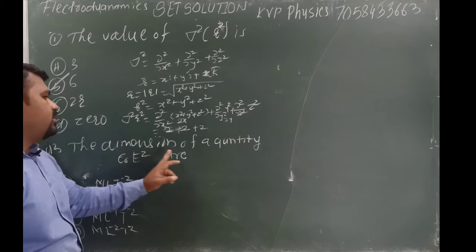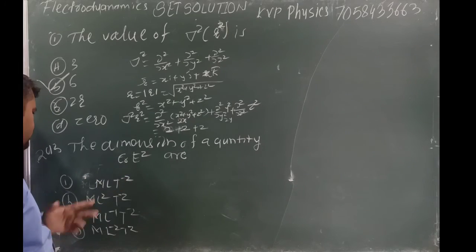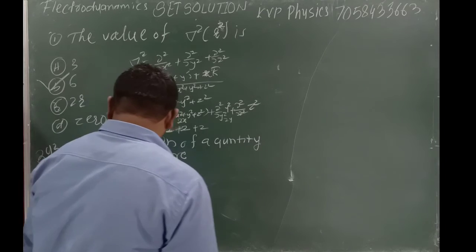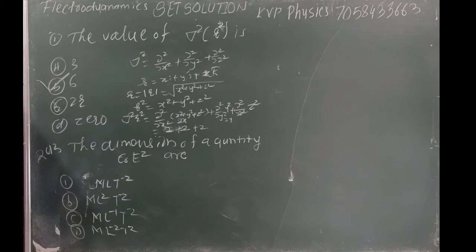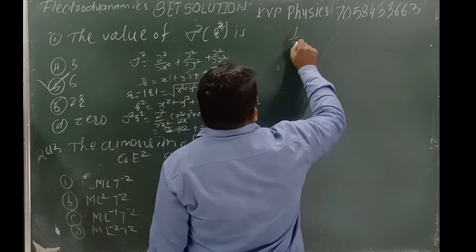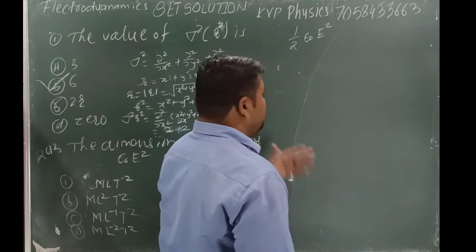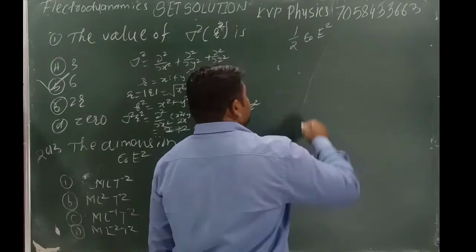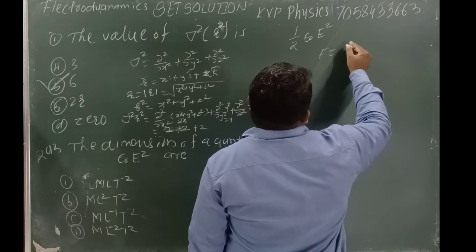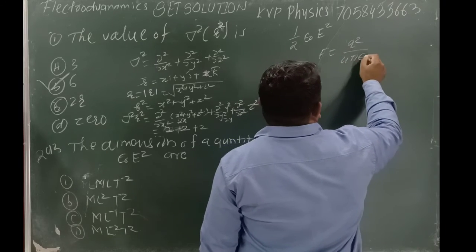Next, the dimension of the quantity epsilon naught E square. Which of the following options is correct? Epsilon naught E square is nothing but the average energy density, 1 by 2 epsilon naught E square. Epsilon naught is related with the force. We can use the formula F is equal to K Q square upon 4 pi epsilon naught r square.